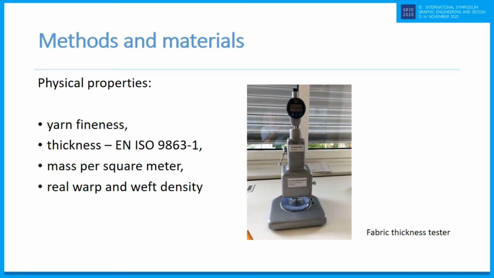Physical properties such as yarn fineness, thickness, mass per square meter, real warp and weft density were measured in accordance with the standards. The thickness of the fabric was measured with the fabric thickness tester in two ways. Thickness 1 was measured according to the standard, with the standard circular pressure foot. Thickness 2 was measured when the fabric was placed in the mounting frame prepared for 3D printing, for a more accurate determination of the distance between the fabric and the nozzle.